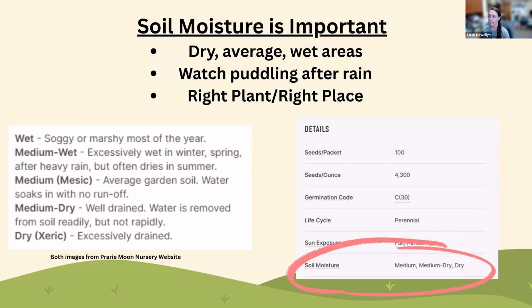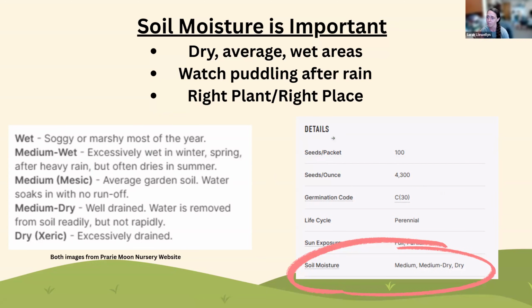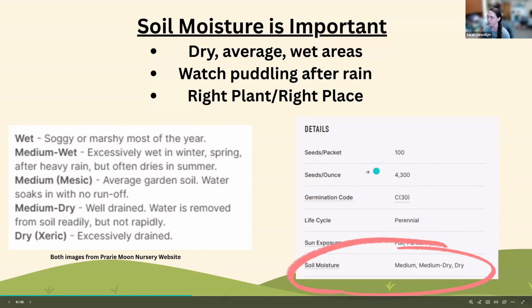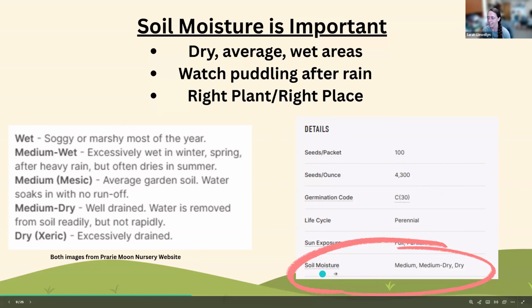If you really want to dive deep a little bit, I added this guide from Prairie Moon. They are trying to sell you things. They are a nursery, but they are also a resource because they do a great job of trying to help you, just like we are, to be successful with your plants. So in the listing of the plant, it's going to tell you all of the things about it. It's going to tell you if it's a perennial. It's going to tell you the sun exposure. But right down here, this is important, your soil moisture.